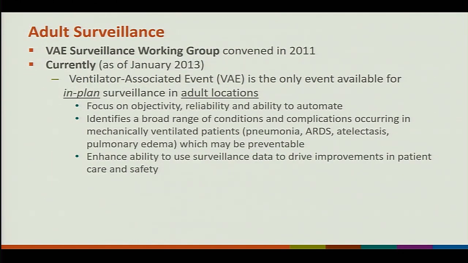When this surveillance module was being developed, the goal was to have a protocol that was objective, reliable, and had the potential to automate data collection. VAE is currently the only module that is available for in-plan surveillance for respiratory events in adult locations. In 2013, the VAE surveillance module replaced the ventilator-associated pneumonia module because it is important to try and prevent all adverse events, not just ventilator-associated pneumonia.